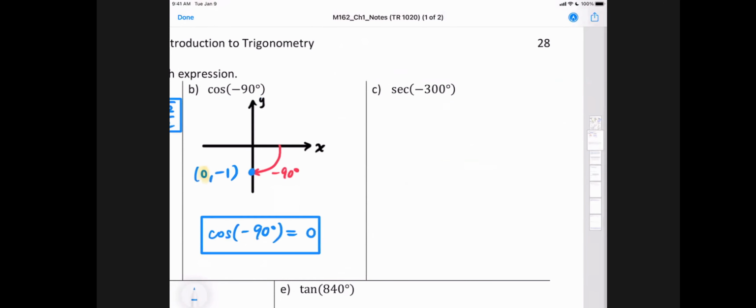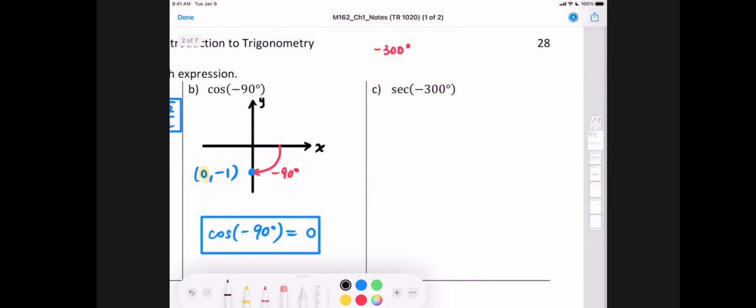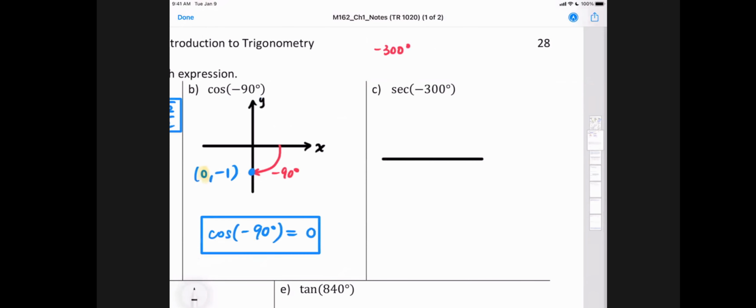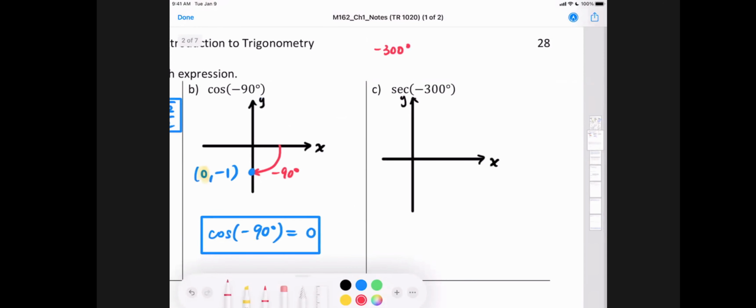All right, so secant of negative 300 degrees, we're going to have to use some identities here because secant is the reciprocal of cosine. Anyway, so first, just map out the angle. So negative 300 degrees. All right, so if we start drawing this, we would go clockwise.